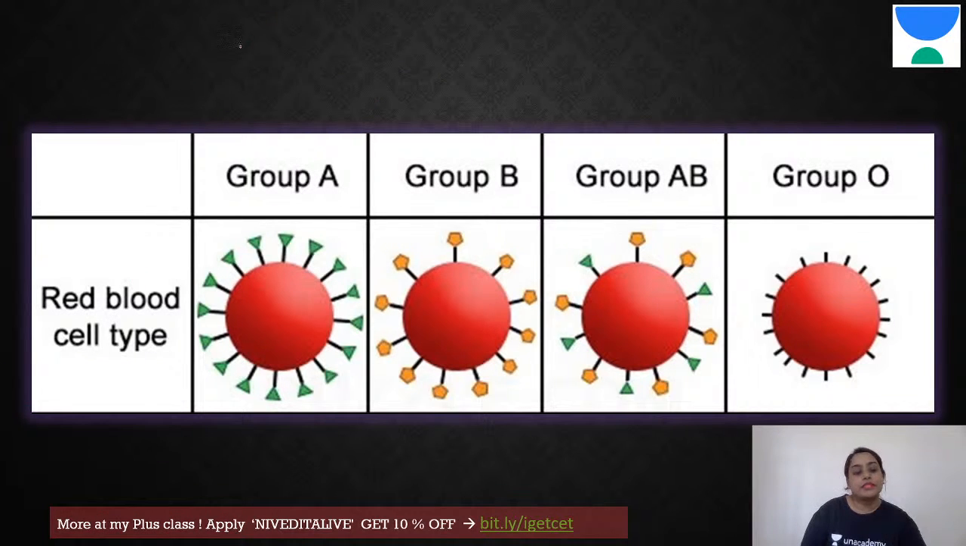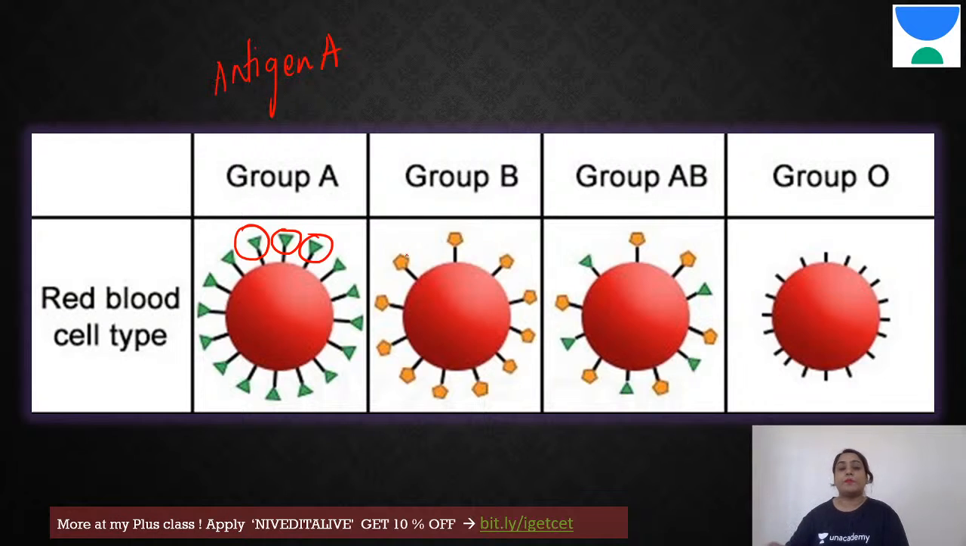In case of RBCs, specifically group A, that is blood group A, is called blood group A because they have these specific antigens on them, which is called antigen A. Similarly, blood group B, the RBCs in such people, their red blood cells have another kind of antigen, which is specifically antigen B.